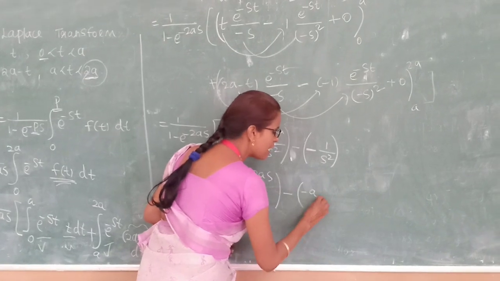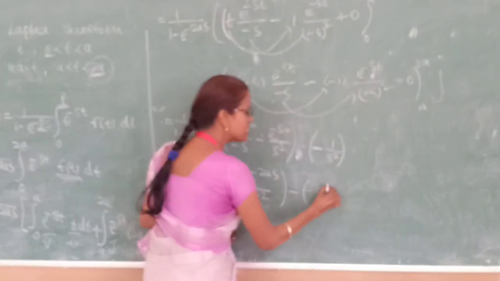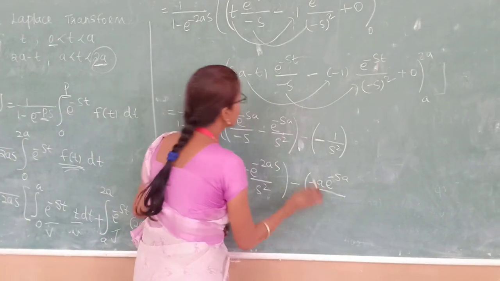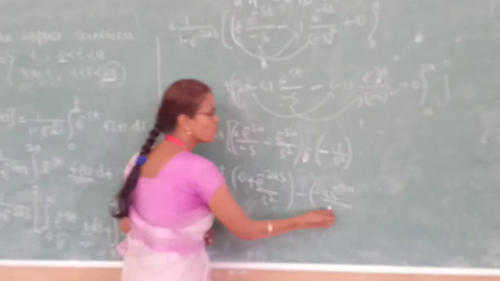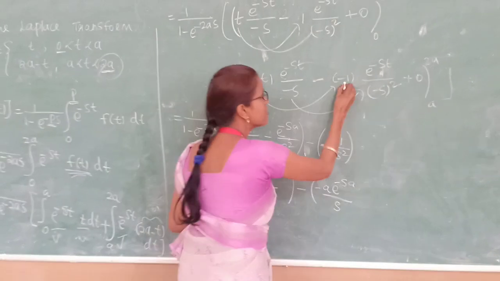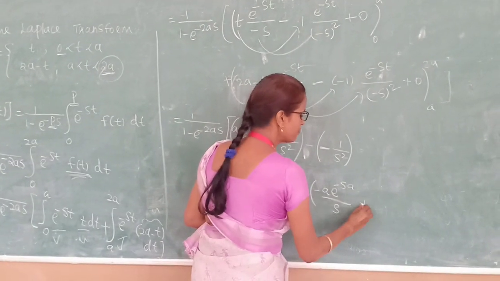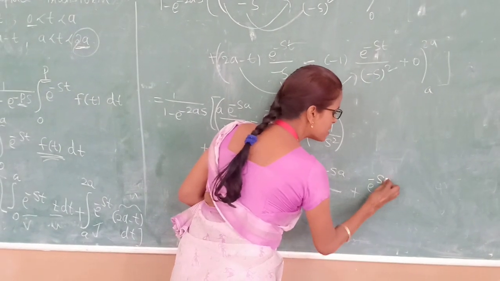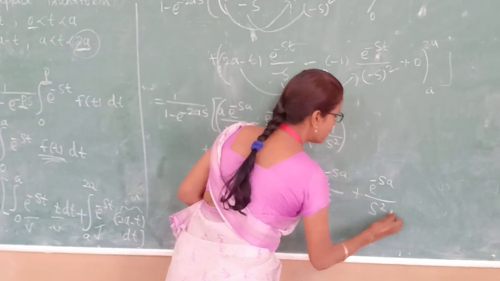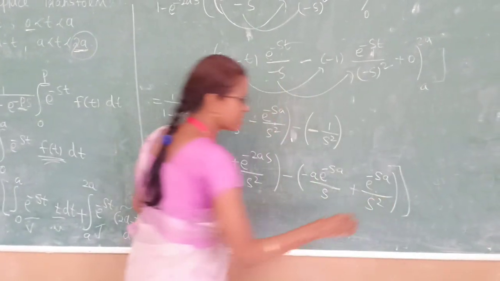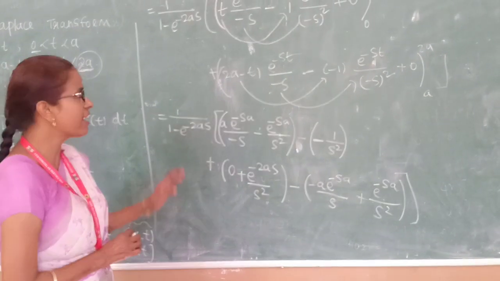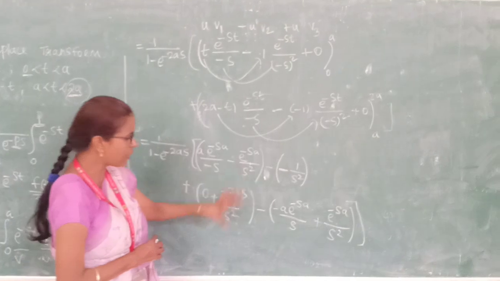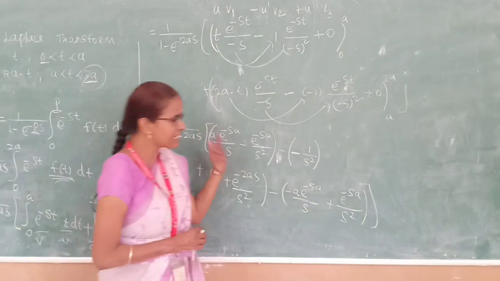So 2a minus a is a, and we get a minus here: minus a e power minus sa by s. We put this minus here, then minus into minus is plus. Then replace t as a, so e power minus sa by s square. Then close the bracket. I think you understand, right? For the first term, upper limit minus lower limit. For the second term, upper limit minus lower limit. We just replace the limit.